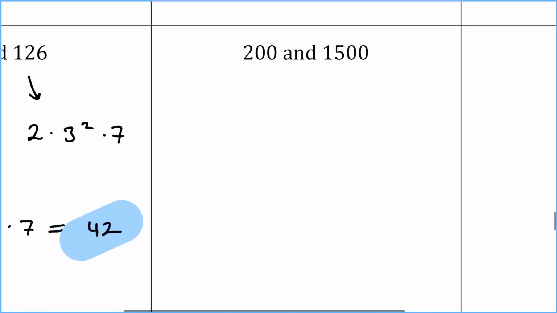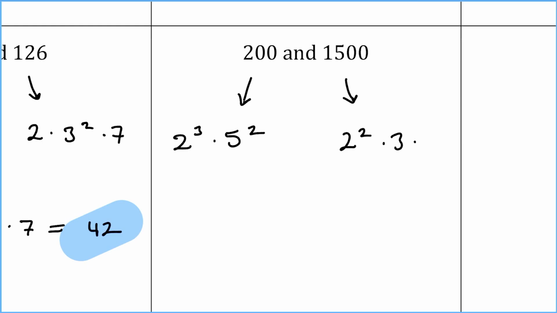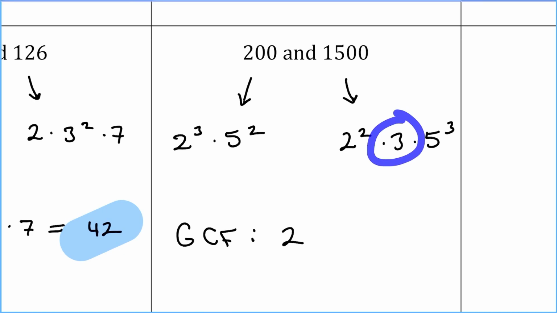All right, 200. The prime factorization of 200 is 2 cubed times 5 squared. The prime factorization of 1500 is 2 squared times 3 times 5 cubed. All right, let's find the GCF, the greatest common factor. Well, they both have 2's in common. They don't both have 3's, right? There's a 3 here, but there's no 3 over there. So we can't use 3, but they both have 5 in common. All right, good. Now let's look at the exponents.